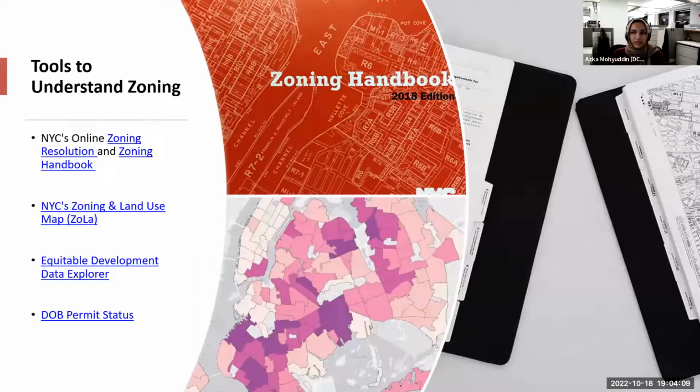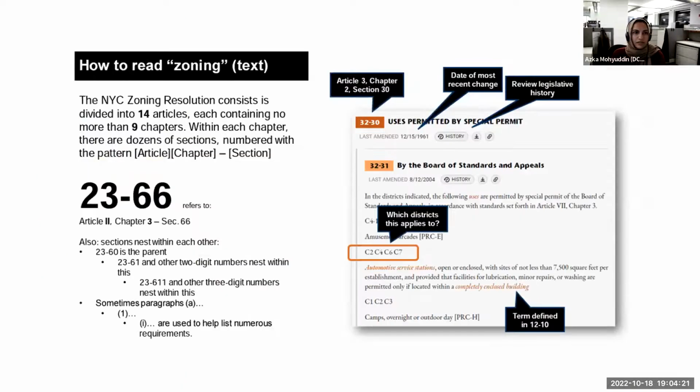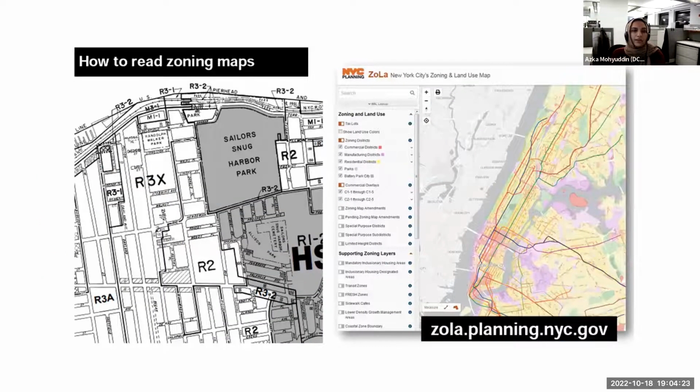There are other tools I want to point out that are available on our website. The New York City zoning and land use map, which is the Zola map. I will show you an image of that as well. On the left is what our legal zoning maps look like, which are in the zoning resolution. But then we have the same information on Zola, which is more accessible.